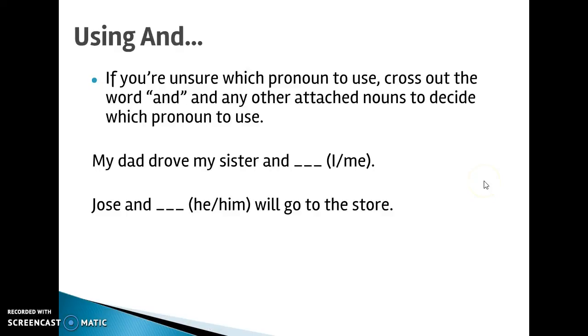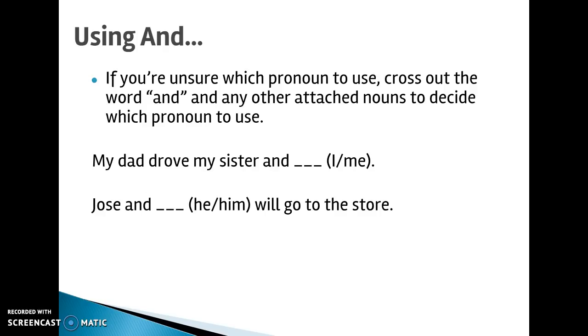Okay, so let's pick up where we left off here with using "and." If you're unsure which pronoun to use, cross out the word "and" and any other attached nouns to decide which pronoun to use. So, in other words, let's say we had the sentence, "My dad drove my sister and blank." If we cross out "my sister and," you would know instinctually to say "my dad drove me," right? You would never say "my dad drove I." So you can cross out any words that are making it confusing and you'll instantly know what to say. You can also think through the fact that the pronoun is receiving the action of being driven, so I would need the object pronoun "me."